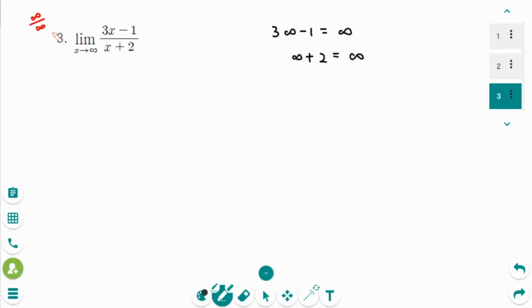Infinity over infinity form. When you see this form, you have to divide both the numerator and the denominator by the highest power of x in the denominator. In this question, the highest power of x in the denominator is 1, which is just x. So divide by x, or multiply by 1 over x, on each side like this.